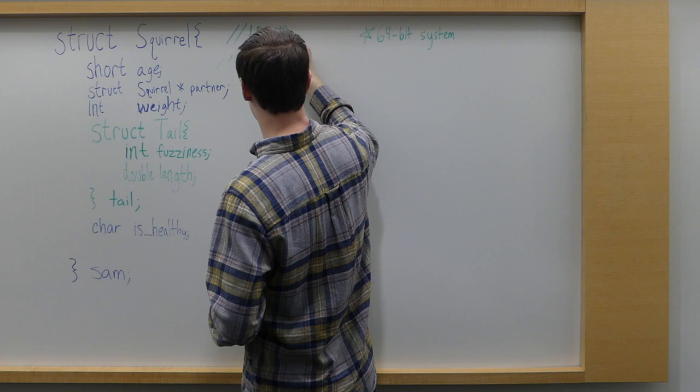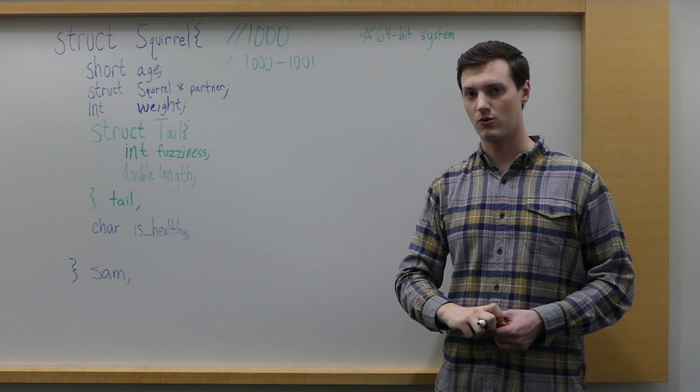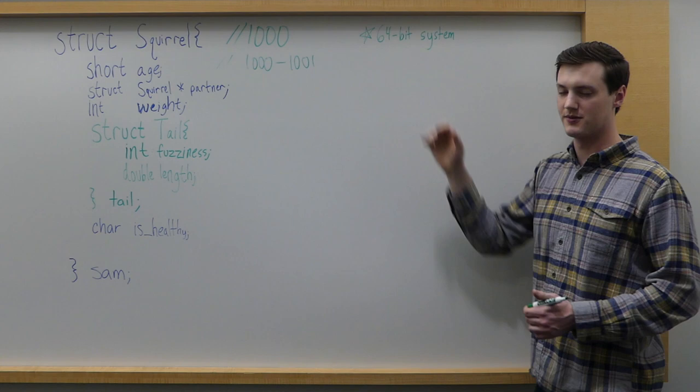Okay. So great, we got that one out. And now we're looking at the second variable here, which is a pointer to a squirrel object. So we have this partner variable here that would point to another squirrel, that may mean somehow those two squirrels are linked. And so now this is where the 64-bit system component comes into play.